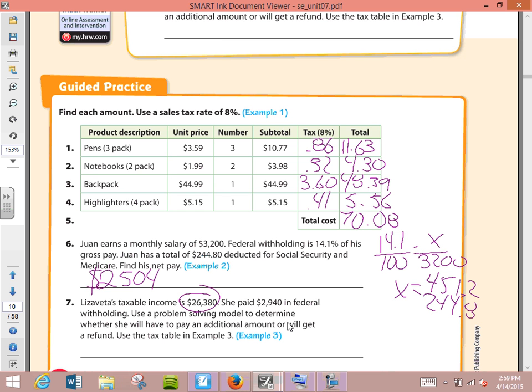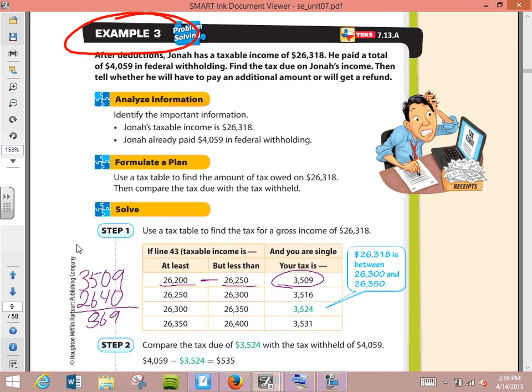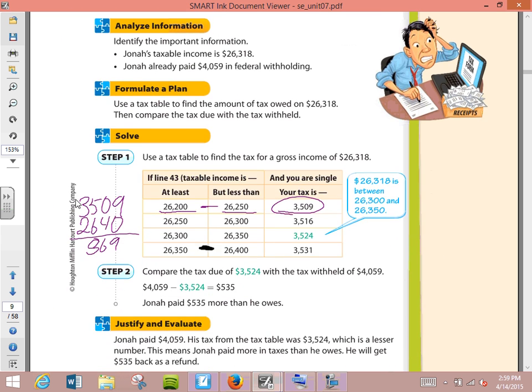So this one happens to be on the very bottom of the table, right between here. So she was supposed to pay $3,531, right? How much money did she already pay?